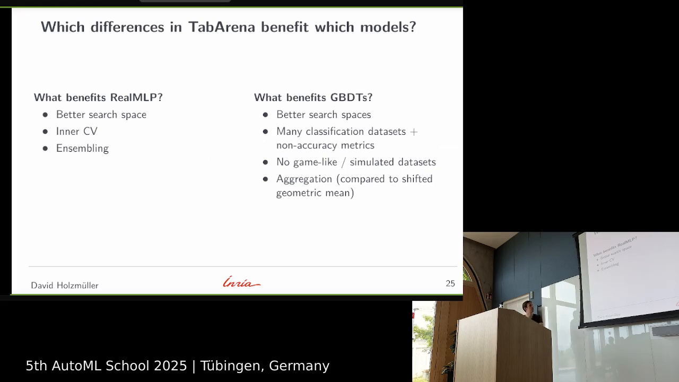I think some aspects of this benchmark compared to the other benchmarks benefit neural nets, like basically everything that uses ensembling, like cross-validation. We see that cross-validation benefits RealMLP more than boosted trees. We see that ensembling benefits it more, but also I know that RealMLP is worse on data sets with classification, AUC, log loss, and we have many of those in the benchmark. We don't have simulated data sets, which is also a good domain for neural nets. And we have a different aggregation, which I think, the shifted geometric mean, favors a lot the models that are good on those deterministic data sets.